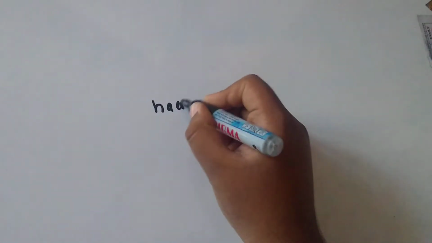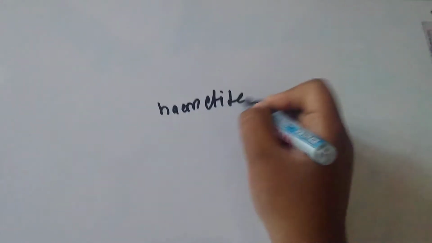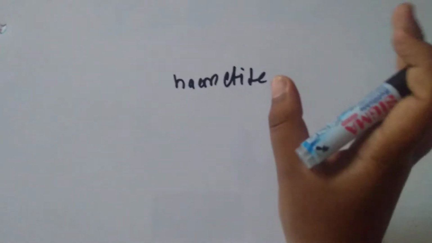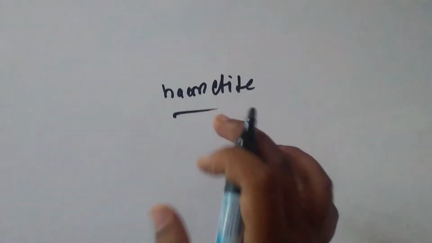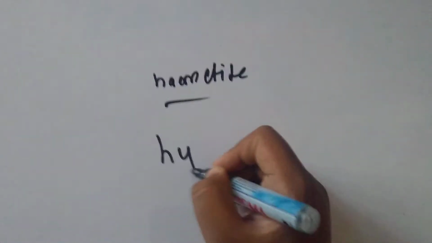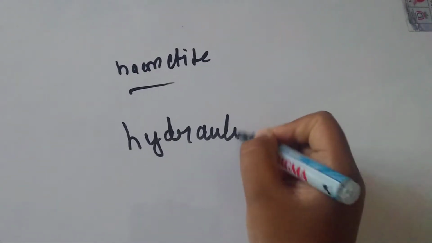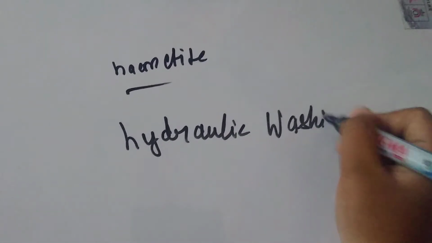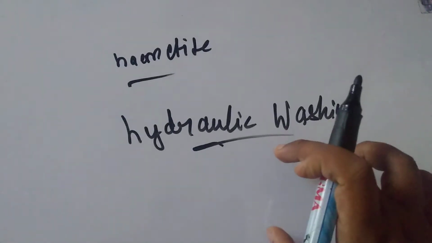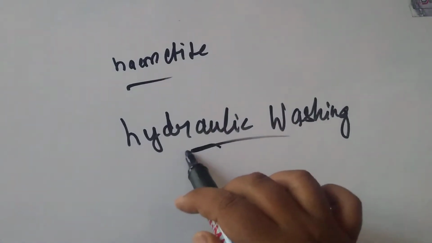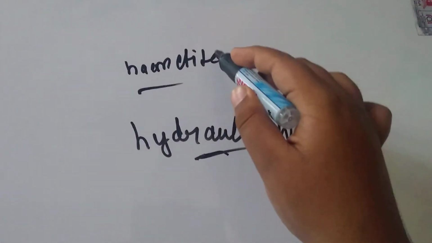Now, let us jump into the process of extraction of iron. Hematite ore is used as the ore from which iron is to be extracted. The method of concentration of hematite ore is called hydraulic washing. In the process of hydraulic washing, this is nothing but the concentration of the ore where the gong particles present in the hematite are removed.